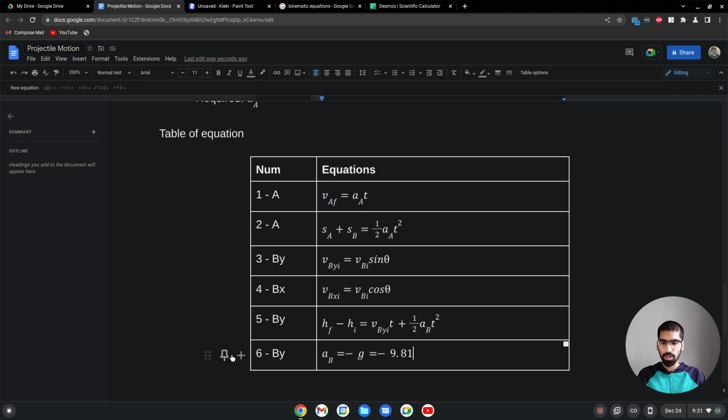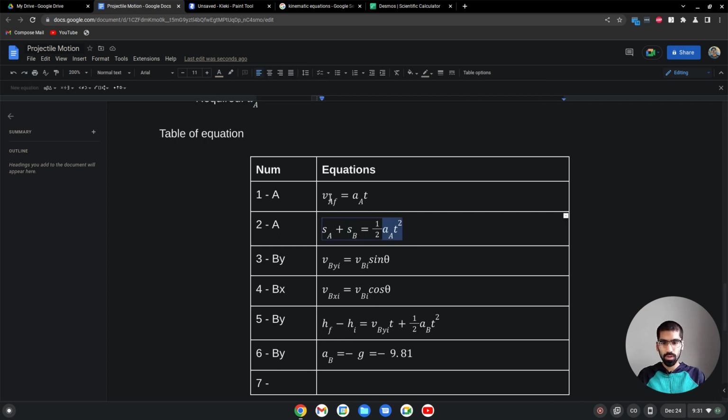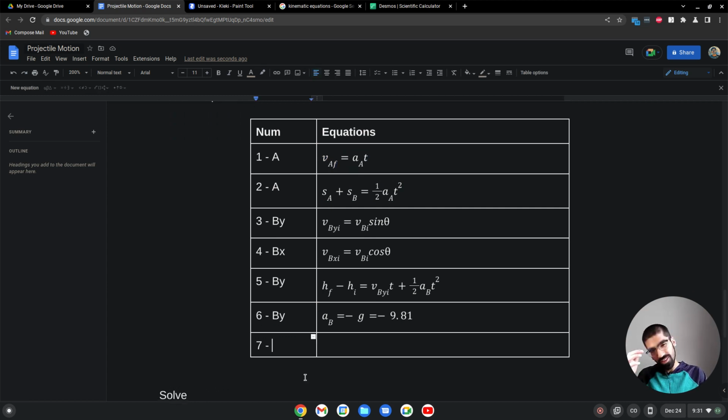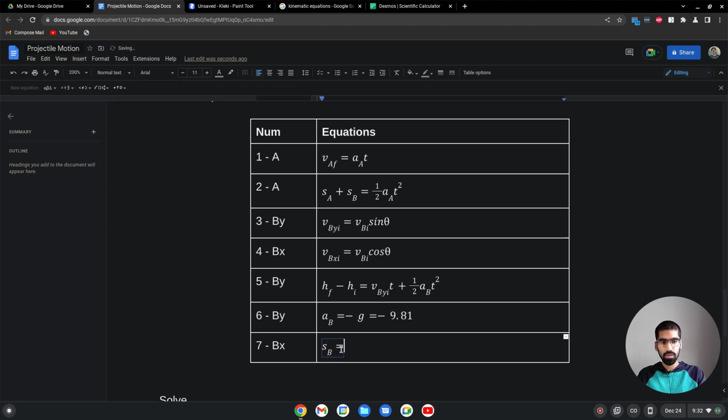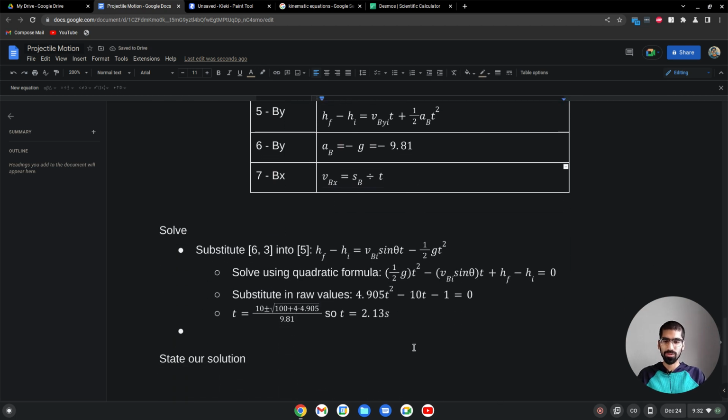I think what we need is a new equation here. So let's create a new equation. How do I know I need a new equation? Because I have 3 unknowns, but only 2 equations. So I need a new equation. Let's try and find SB. So this we're going to do as SB equals velocity times time, right? So VBX is equal to SB divided by T. There we are. Now we should be good.